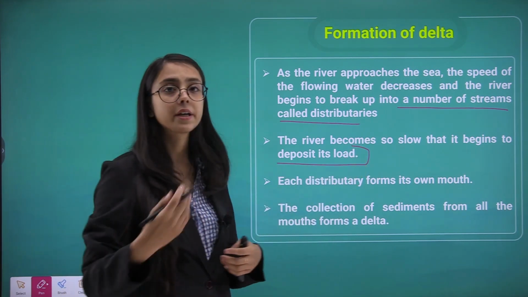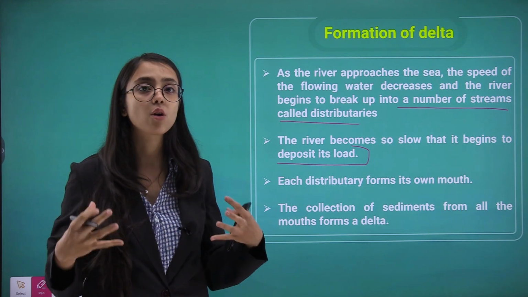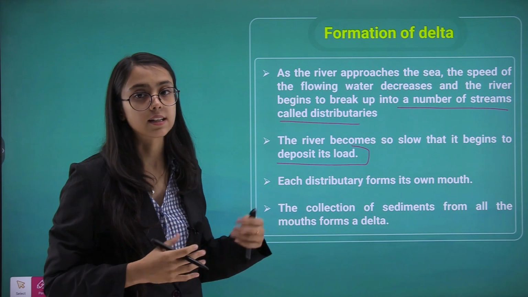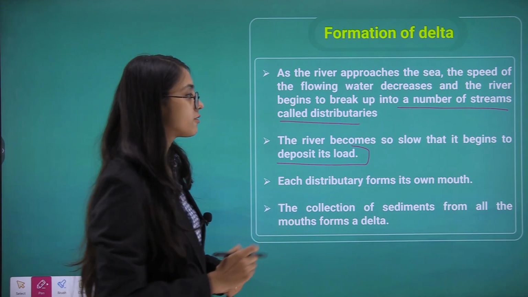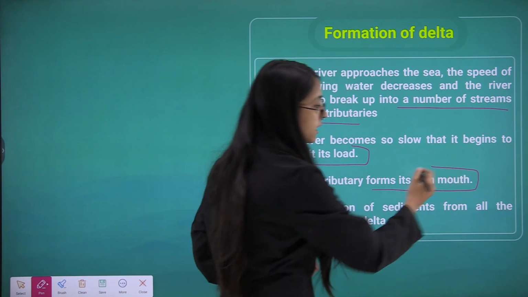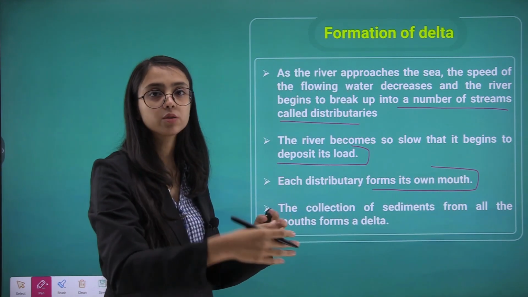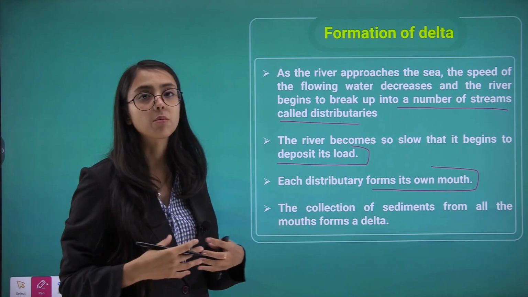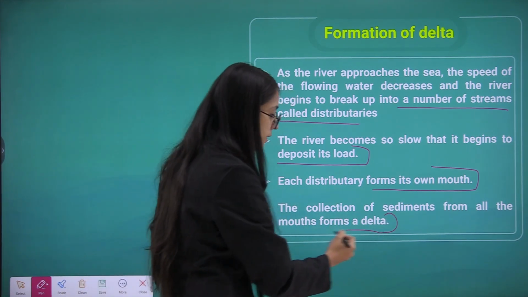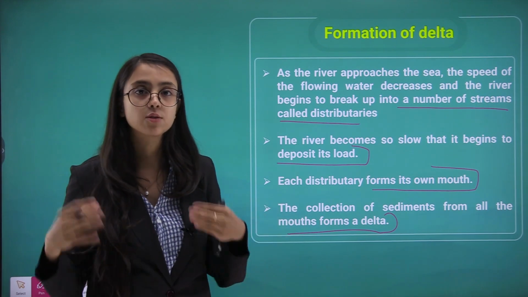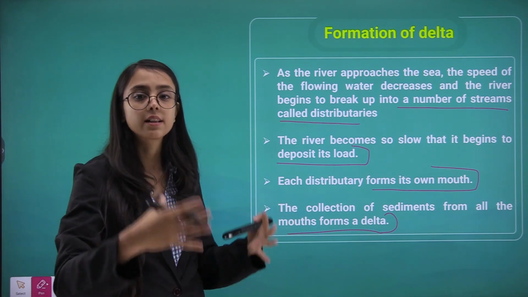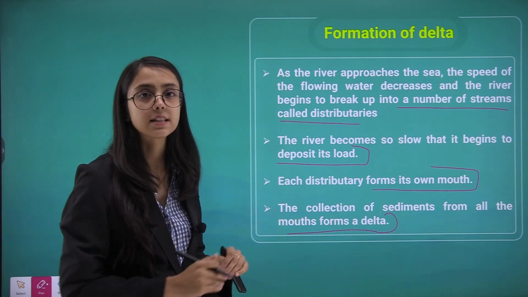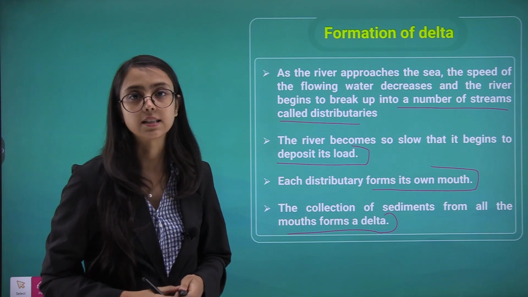Why does the speed become slow? Because there are a number of materials apart from flowing water, known as deposits, in it. Each distributary forms its own mouth where it is meeting with the sea. The collection of sediments from all the mouths forms a delta. So, when all the material and sediments flowing in these distributaries get deposited in a place, this place is known as a delta.